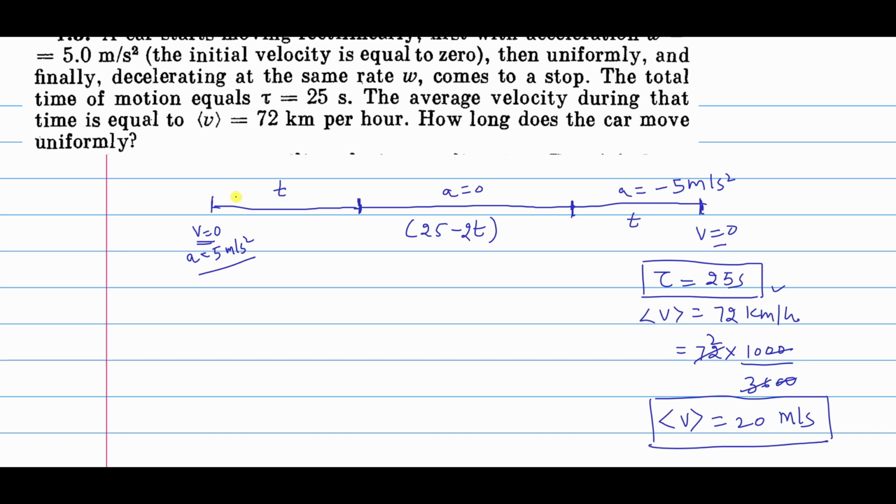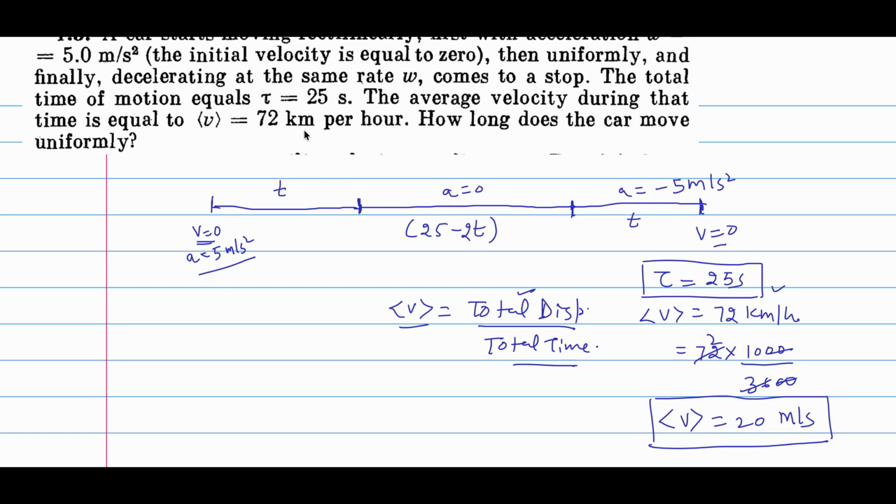Now let's use our uniformly accelerated motion equations in the first scenario and find the distance, and then find the distance traveled during the middle time and the last time, because we know that the average velocity is equal to total displacement upon total time. So if we find the total displacement in terms of t, then we can easily calculate t, and then finally we can calculate the middle time as well. We know the average velocity and the total time, so all we need is the total displacement in terms of t.